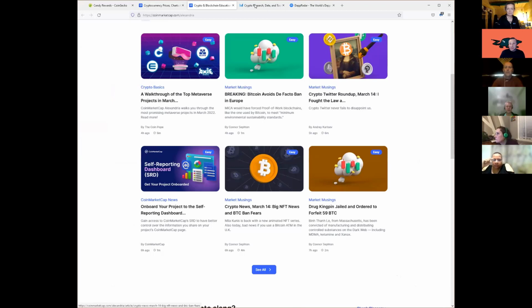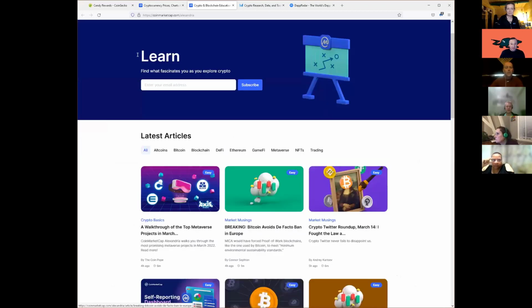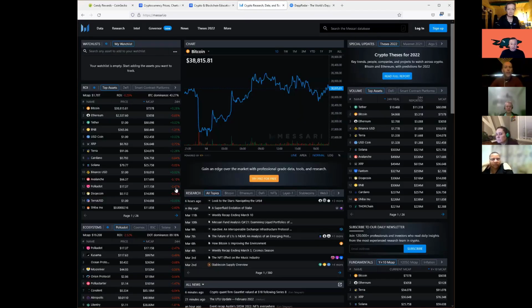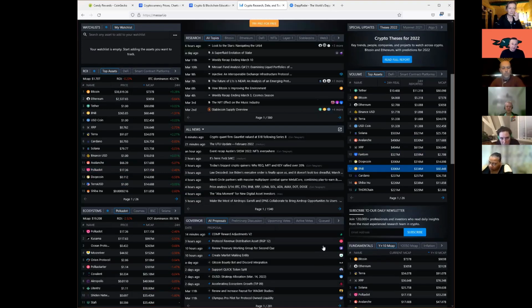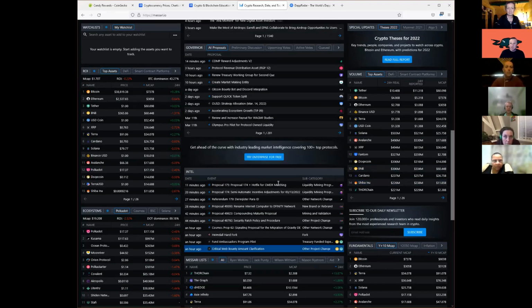And the final two sites, Messari.io, which is a lot of the stuff we've just looked at, but massively more in detail, as you can see on here. So again, it's really picking your poison and deciding which one will give you the information you need.